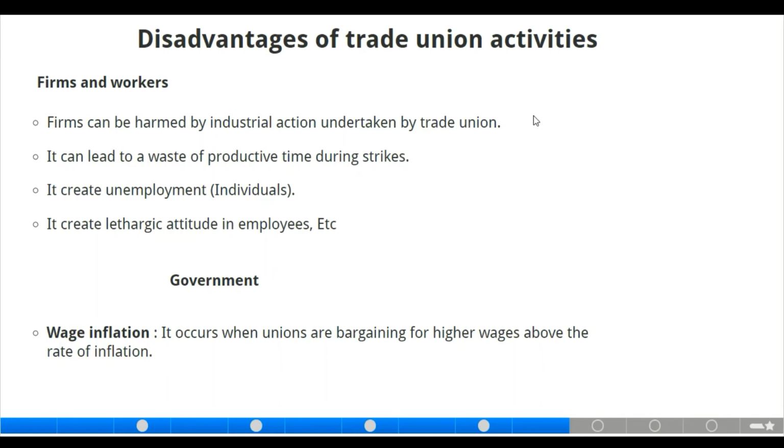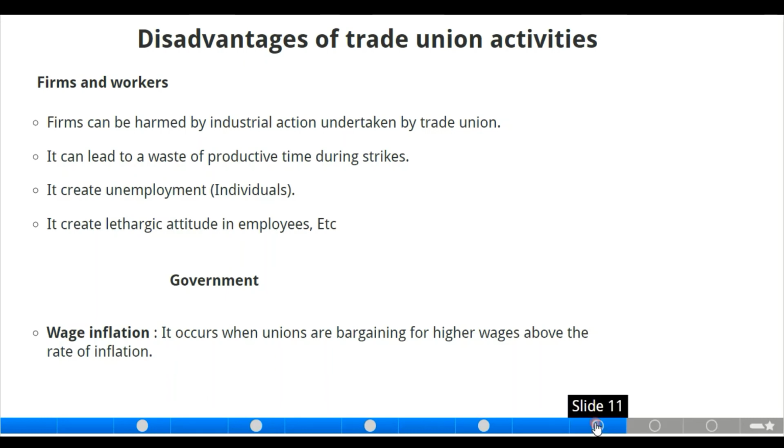Now it can lead to a waste of productive time during strike. It also creates unemployment for individuals and it also creates a lethargic attitude in employees, that is the lack of energy or laziness. Now to government, we have wage inflation. Of course, wage inflation occurs when unions are bargaining, that is they are demanding higher wages above the rate of inflation.